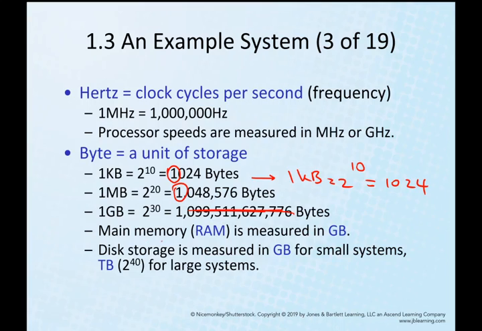Main memory, which we usually refer to as RAM, is measured in gigabytes. It's the measure of memory. And disk storage is measured in gigabytes or terabytes. Gigabytes, we know, is 10 to the power of 9, and terabytes is 10 to the power of 12.